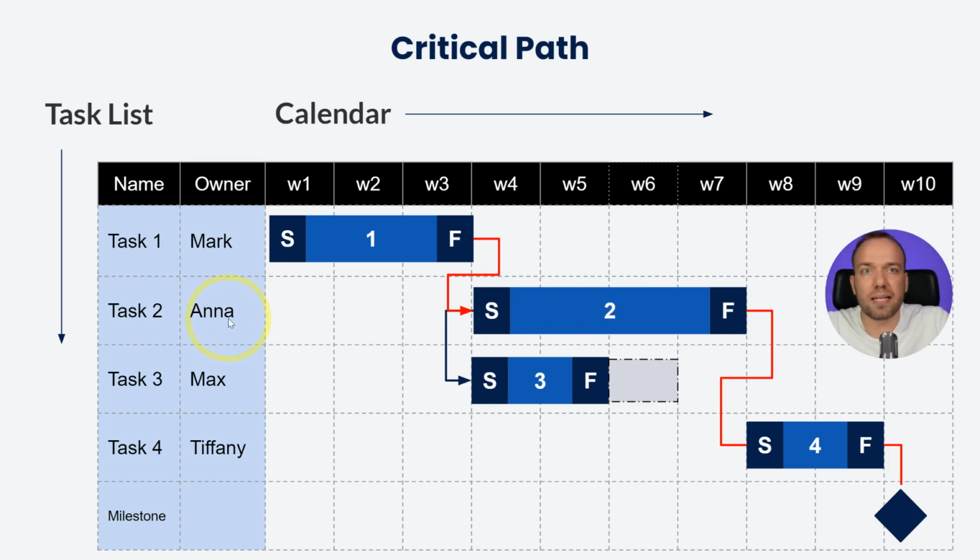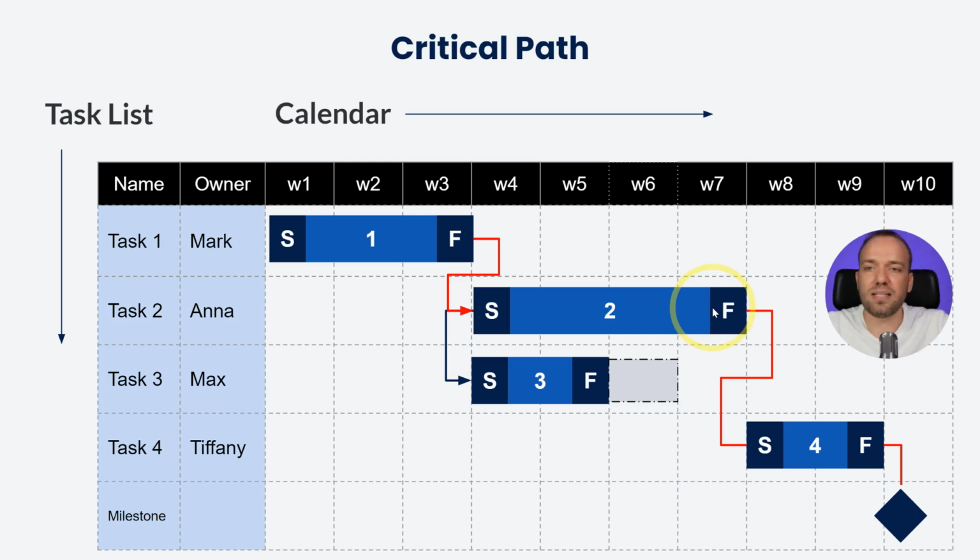Maybe I can replace Anna with somebody who is faster. Maybe we can hire an external consultant. Or maybe I can ask Max to help Anna because he has a shorter activity here. Maybe he can help Anna and they can both finish in 3 weeks instead of 4 weeks. So this is crashing. Crashing is also not always possible. One of my favorite jokes for project management is that 9 women can deliver a child in 1 month. Certain processes cannot be crashed.